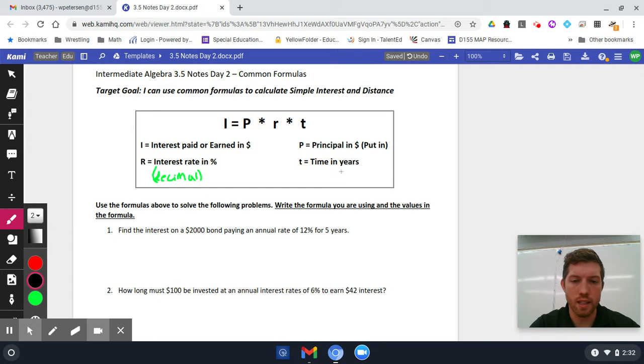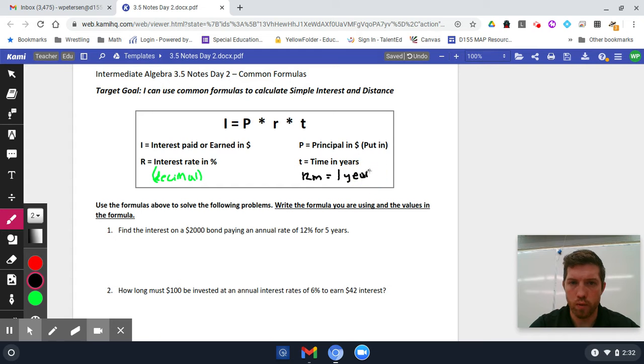The tricky thing is if we are talking about months and we do get months, we have to know how many months are in a year. So it's important to know there's 12 months in a year, just in case. 12 months equals 1 year. All right. And I don't know if we have any of those type of problems today, but we will see those in the future.